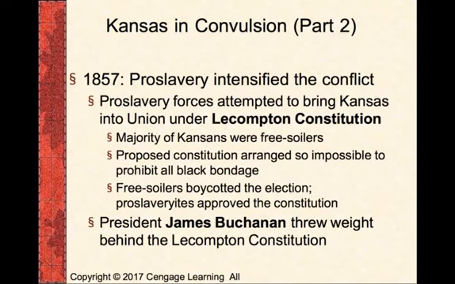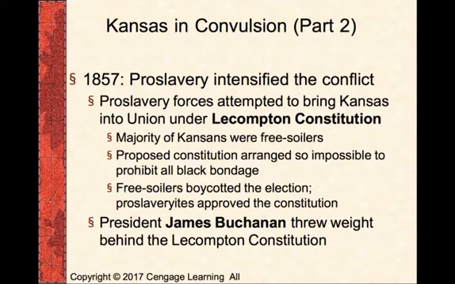In 1857, the pro-slavery forces intensified the conflict when they attempted to bring Kansas into the United States under something called the Lecompton Constitution. Although the majority of Kansans were free soilers, the vote on the proposed constitution was arranged so that it was impossible to prohibit all black bondage and still obtain statehood. The Free Soilers boycotted the election, and so the pro-slavery side approved the Constitution and presented it to Congress as Kansas's Constitution to be brought into the United States.